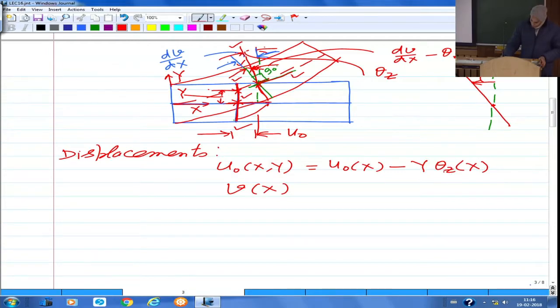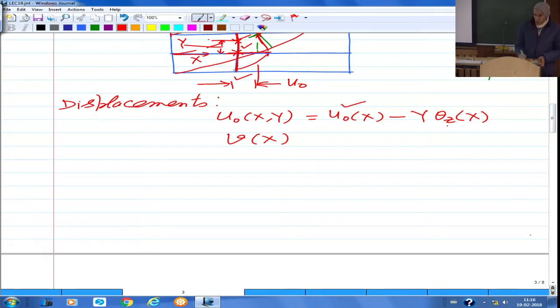Earlier, if you remember, if we are talking only of a beam element with only transverse loads, then this u0 would actually be 0. If there are axial forces, then this u0 will come into the picture. Earlier this theta z was taken as dv by dx, now we are taking it as an independent quantity. So this is the main thing. Once we understand this, the rest of the formulation is actually the same.